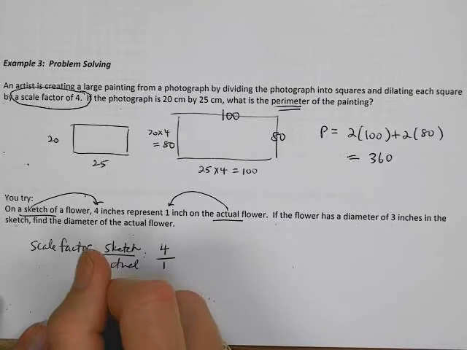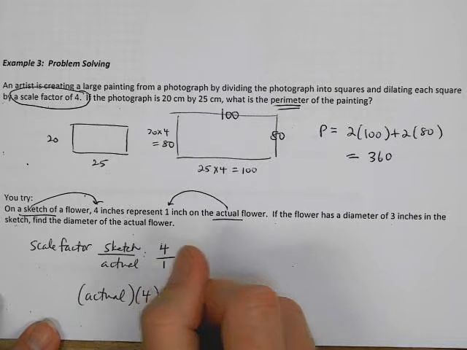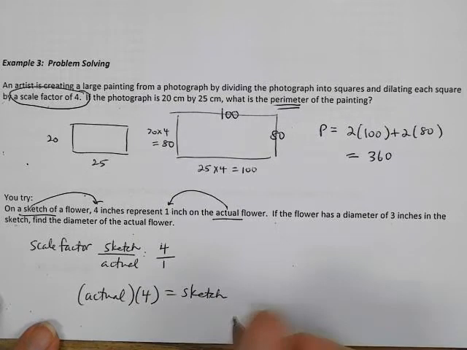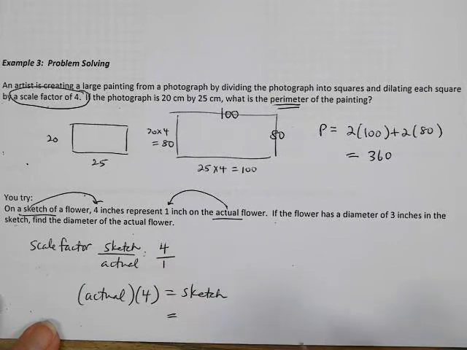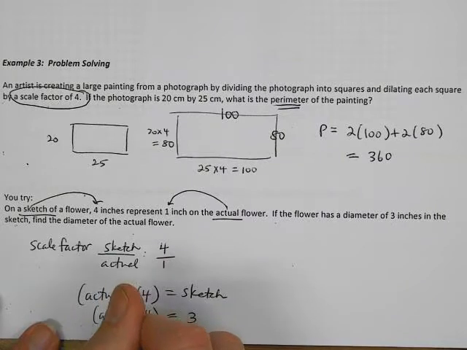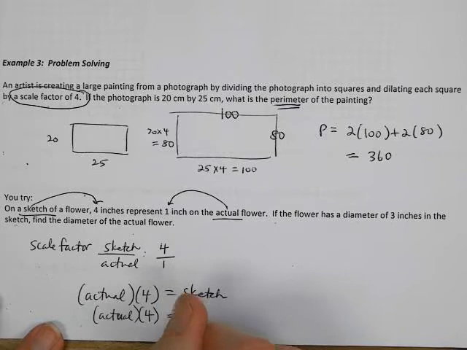So the actual times 4 should get me the sketch, if you want to think about it that way. Well, I know the sketch comes out to be 3. There's my scale factor. If I'm looking for the actual, that should come out to be 3/4 of an inch.